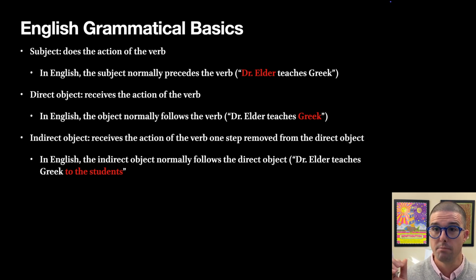So we have subject, verb, direct object, indirect object in most cases, or we also indicate the indirect object with something like a prepositional phrase. So Dr. Elder teaches Greek. Dr. Elder is the subject, the main one doing the action of the verb. Teaches is the verb. Greek is the direct object.